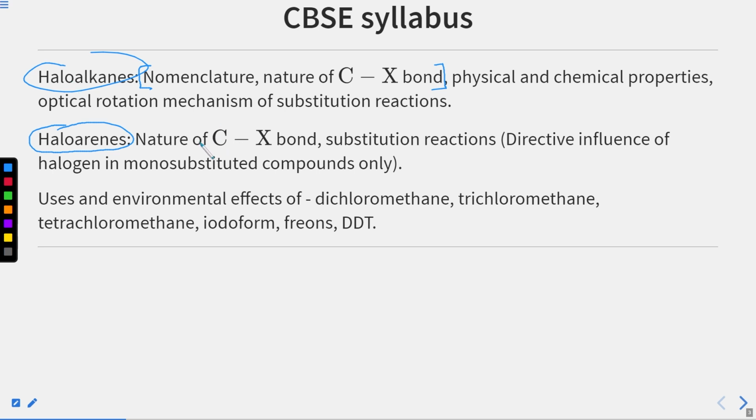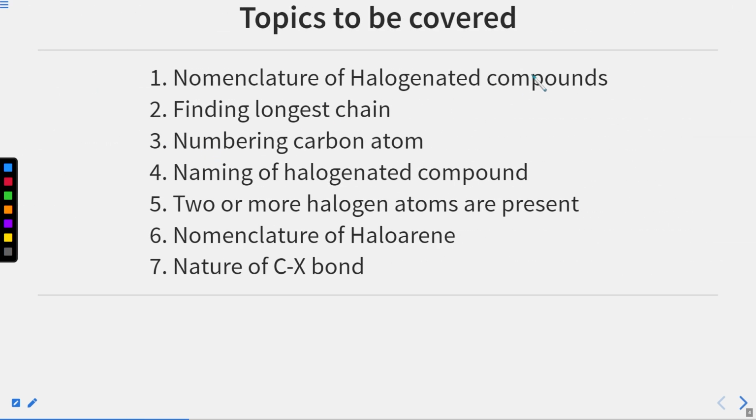So let us start today's class. We have this nomenclature of halogen compounds. We'll go through various steps for it. First we'll find the longest chain, then we will number the carbon atoms, then we will name the halogenated compound. Then we will see different cases, because this is the simplest case that we have handled through these steps. But what happens if more than one halogen atom is present? Then after that we will see the nomenclature of haloarene, and at last we will see the nature of the CX bond.